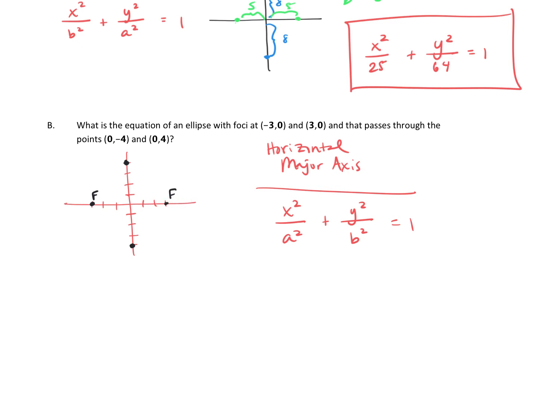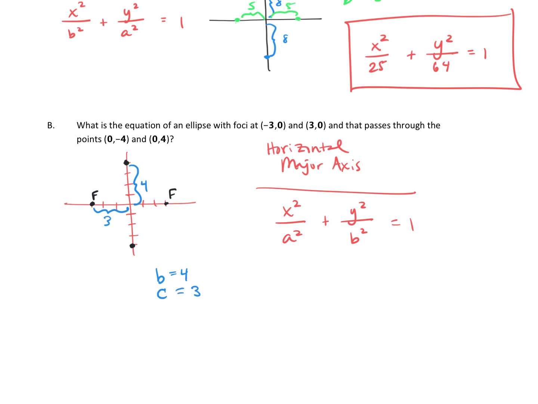The b value is the distance from the co-vertices to the center. So from the co-vertex to the center is 4 units long, so our b value is 4. Well, what else do we know? If you know where the foci are, then you've got your c value. The distance from the focus to the center is our c value. So that's 1, 2, 3 units, which tells us that the c value is 3.